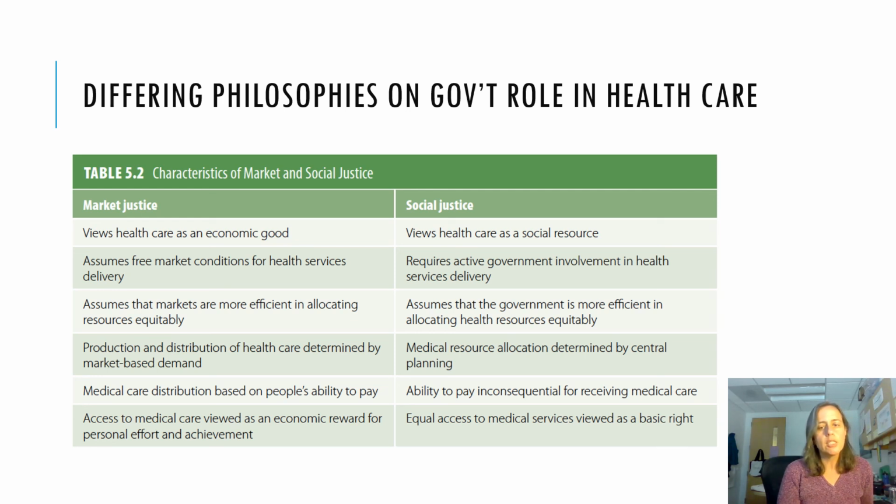Whereas the social justice model says this is a social resource, we should allocate it equitably, right? Because we all do better when we all do better. And we're going to be most efficient with allocating those resources if we have some type of centralized planning. Your ability to receive care should not be related to your ability to pay for it, and it sees healthcare as a basic human right.